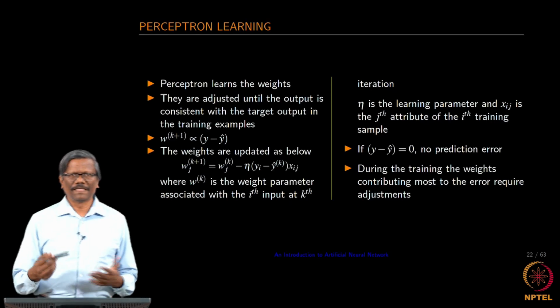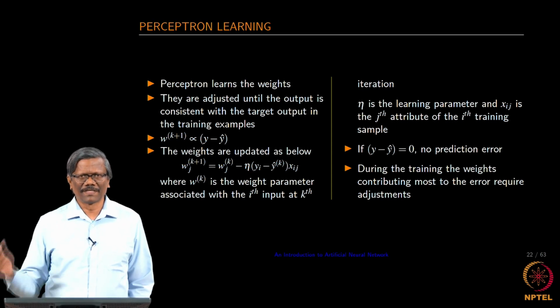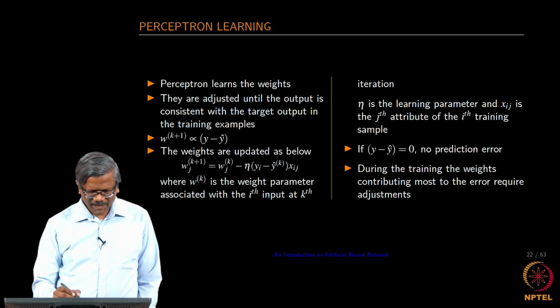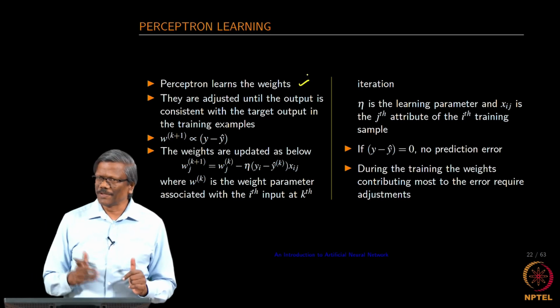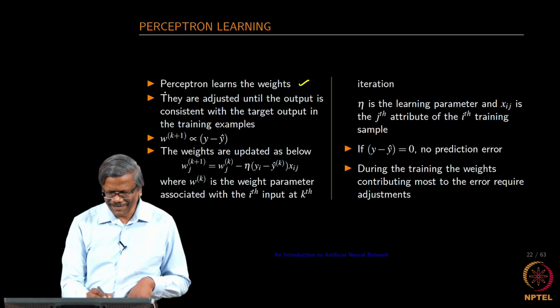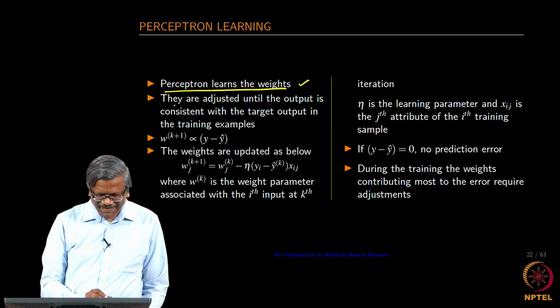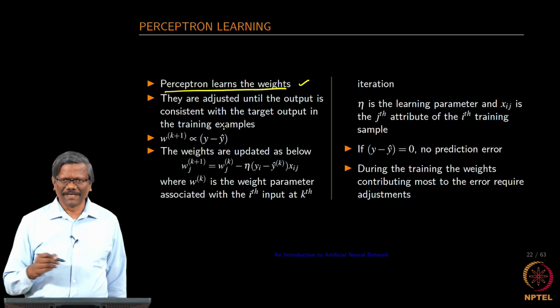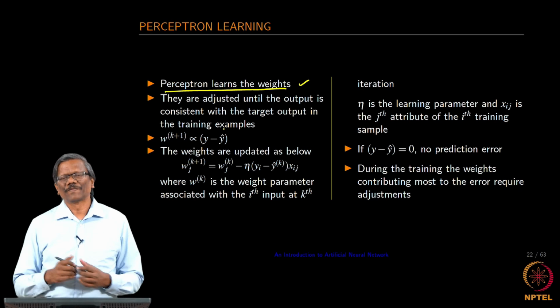Okay. So, how do we teach the perceptron, or how does the perceptron learn the weights? Very simple, it is going to learn the weights. The weights are going to be your model. So, the first statement is it learns the weights. Let us see how it learns the weights. They are adjusted until the output is consistent with the target output in the training examples. So, you keep changing the weights in such a way that the estimated output is very close to the target output.